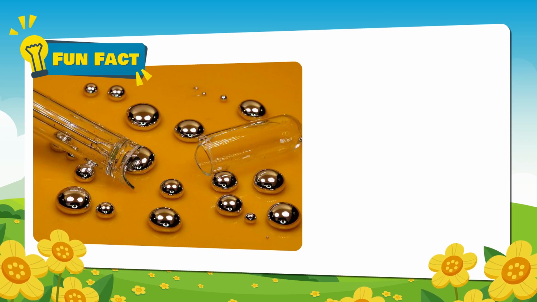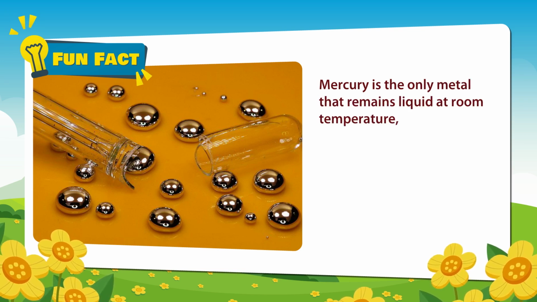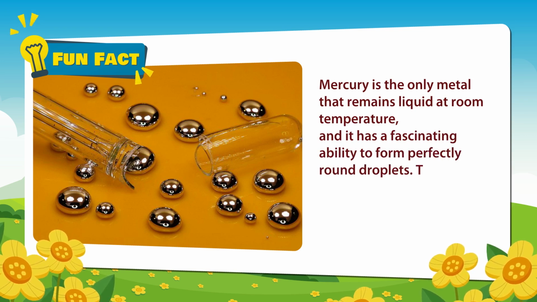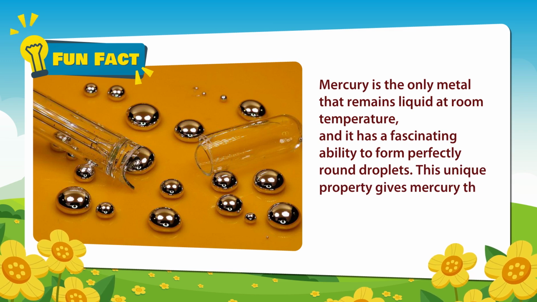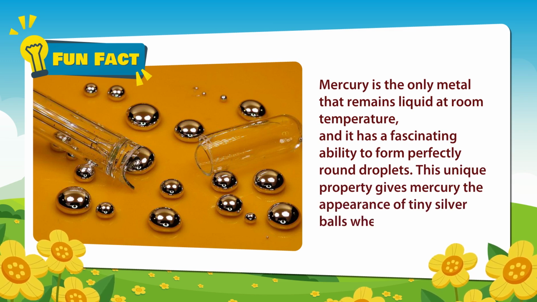Fun fact: mercury is the only metal that remains liquid at room temperature, and it has a fascinating ability to form perfectly round droplets. This unique property gives mercury the appearance of tiny silver balls when spilled.